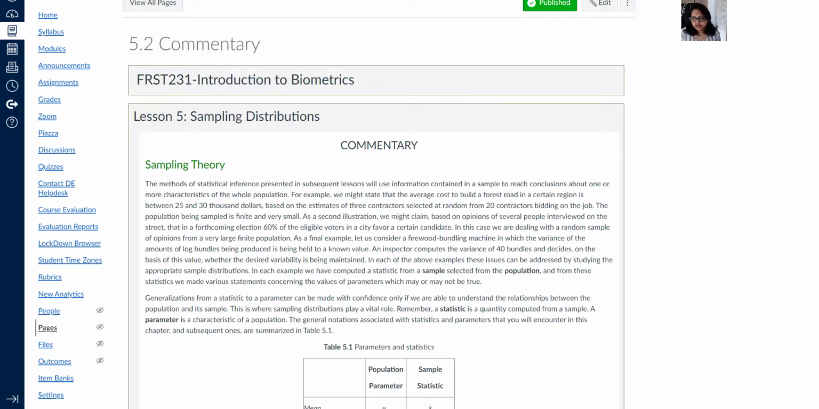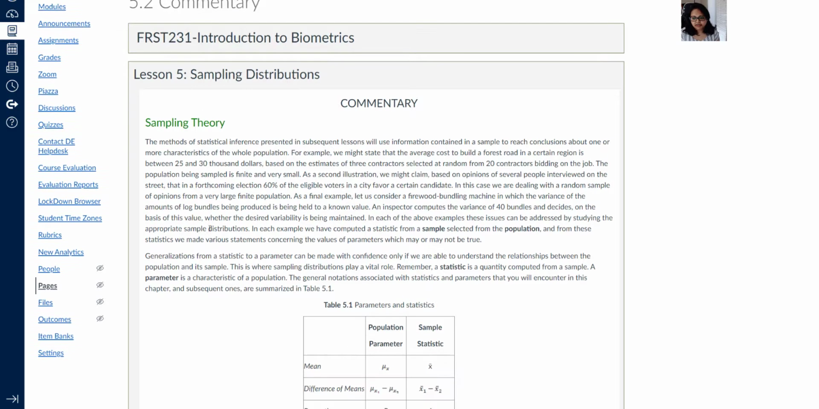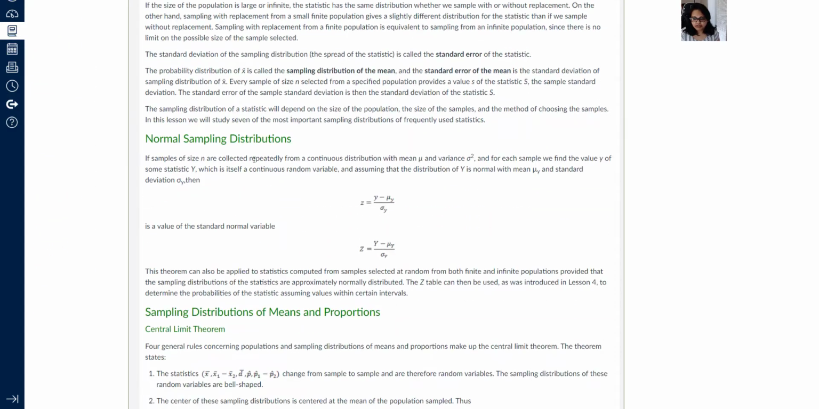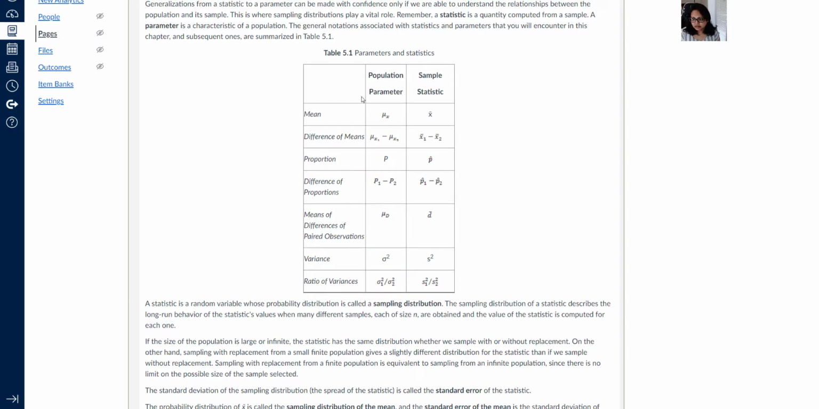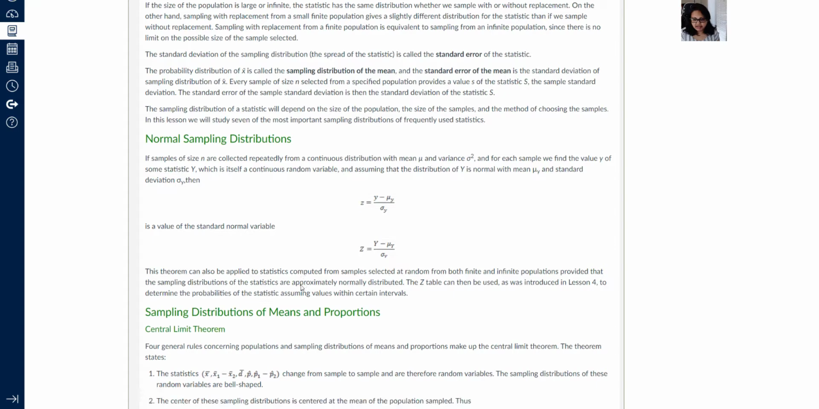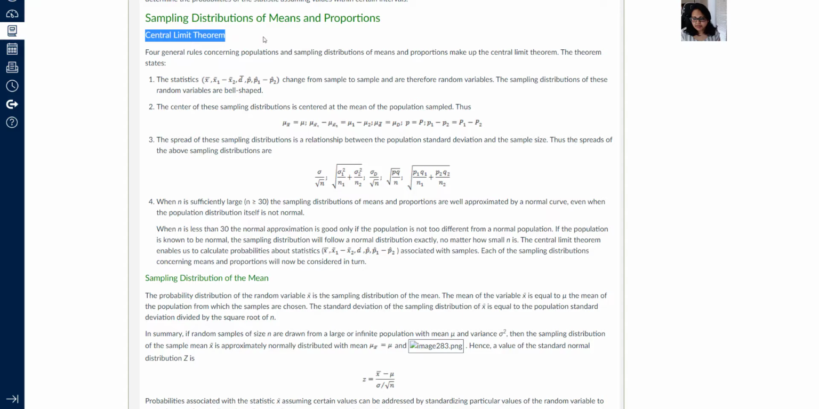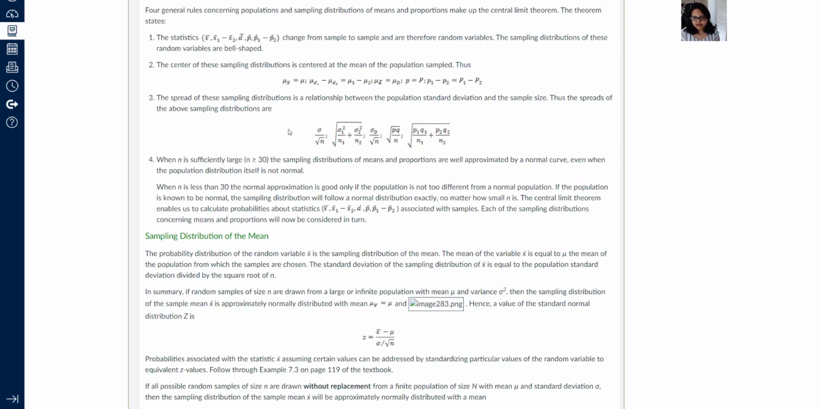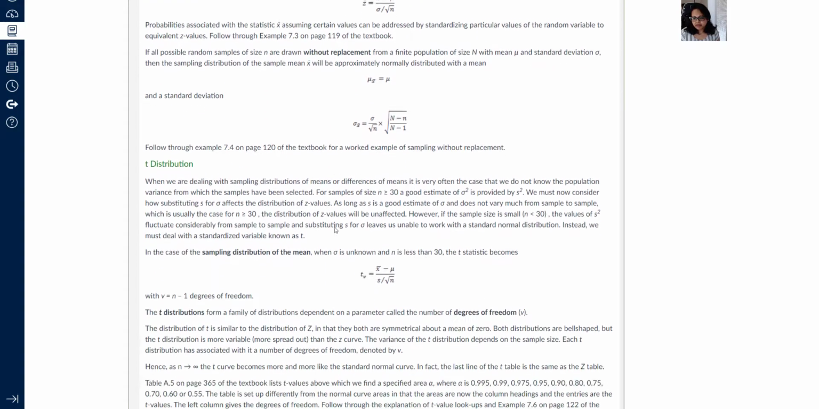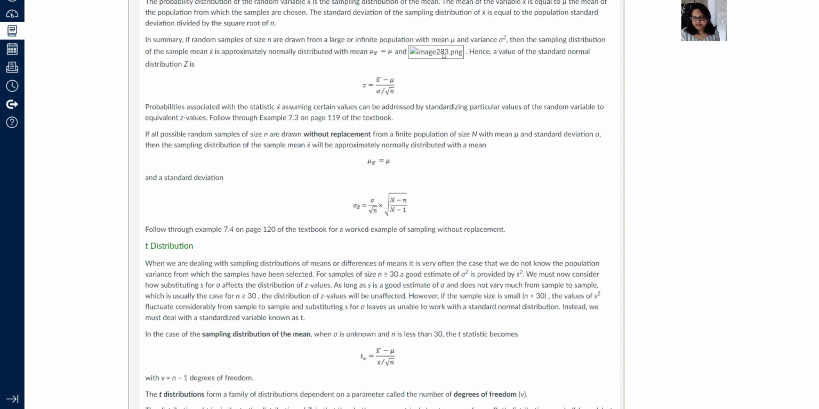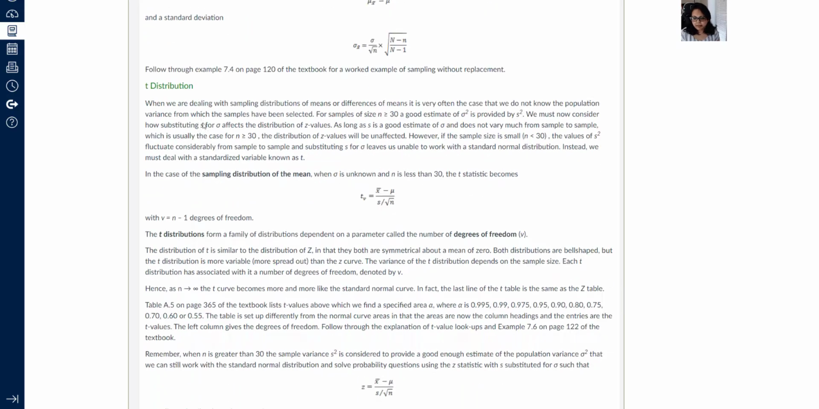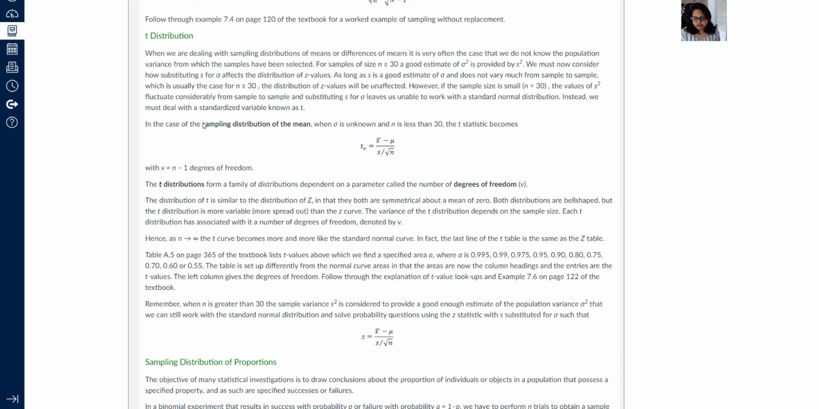Hello everyone. So let's talk about the rest of the sampling distribution. Previously we talked about parameters and statistics, and then normal sampling distribution. I talked about the central limit theorem, how we can apply that, and different kinds of sampling distribution, their means and proportions. If you see that sometimes this image doesn't show up, just refresh the page, it should show up, and if it doesn't, let me know.